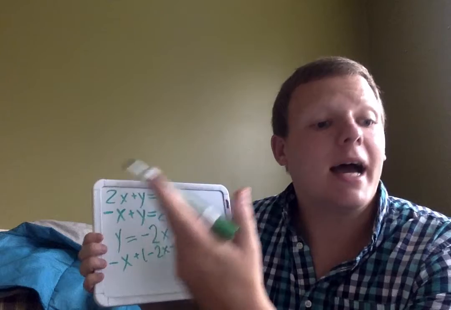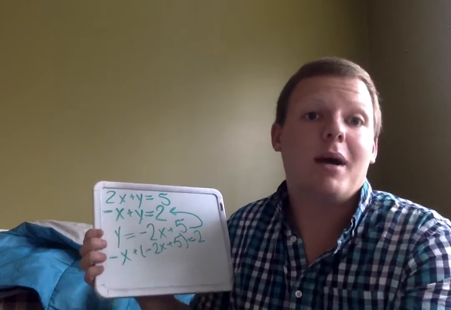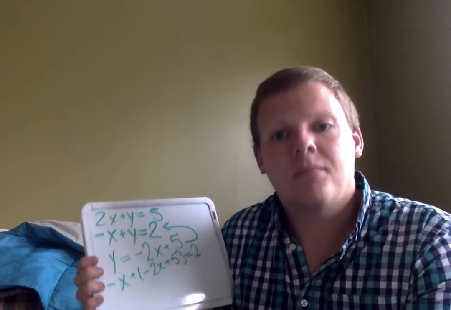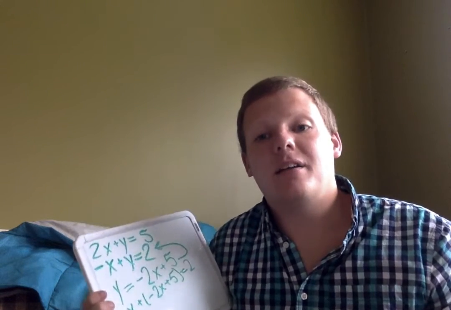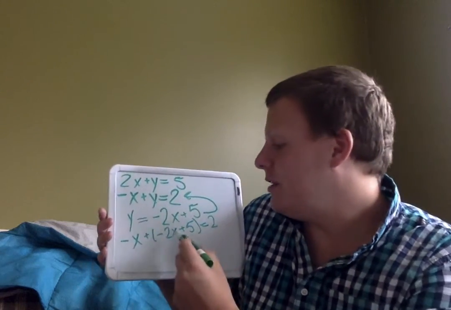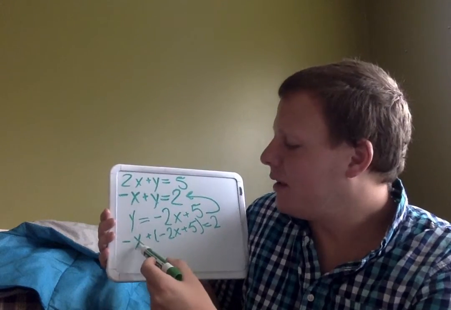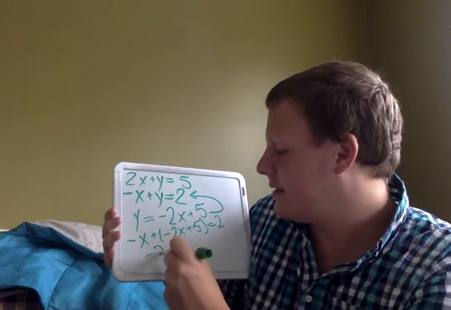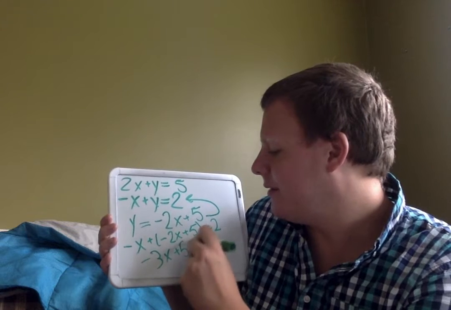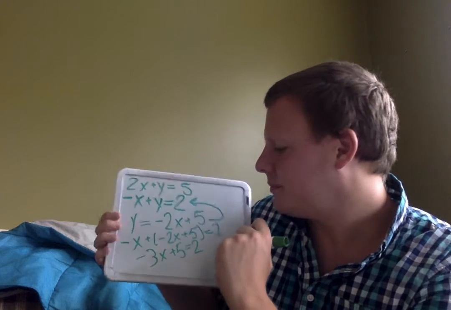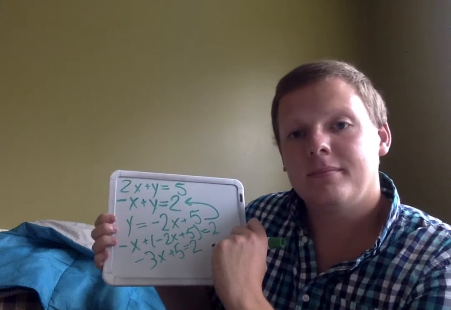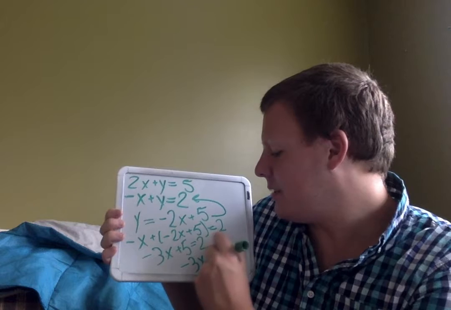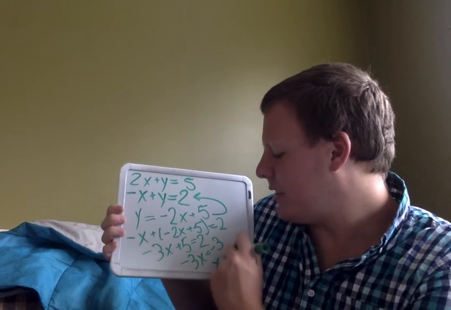Now what we have to do is combine like terms. Can you remind me what we mean by combine like terms? Good. It means adding, subtracting terms that look the same. So these two x's we can combine. If we have negative x minus 2x, good, minus 3x, plus 5 equals 2. Good, then we subtract the 5. Minus 3x equals negative 3. So x equals 1.